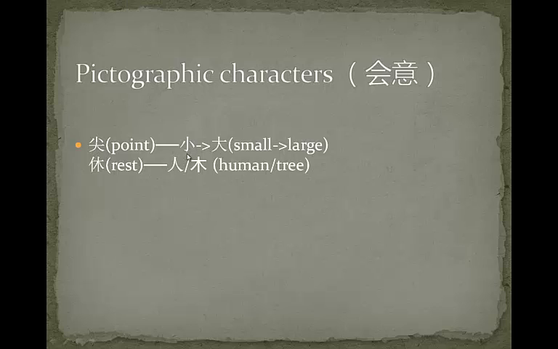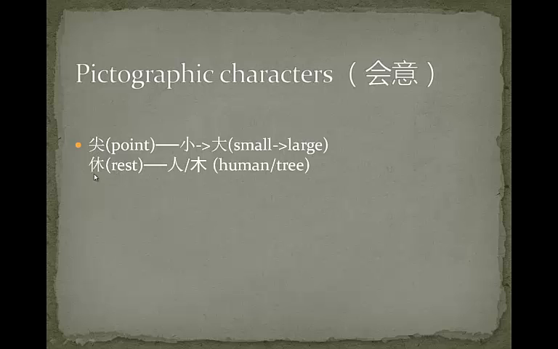The upper part, 小, it means small, right? And the lower part is 大, which means large. So you can think of the shape. It is really big at the bottom and goes up, like a pyramid. Then it goes to the meaning of 尖, which is a point. And the second example, 休, remember the word 休息, it means rest.